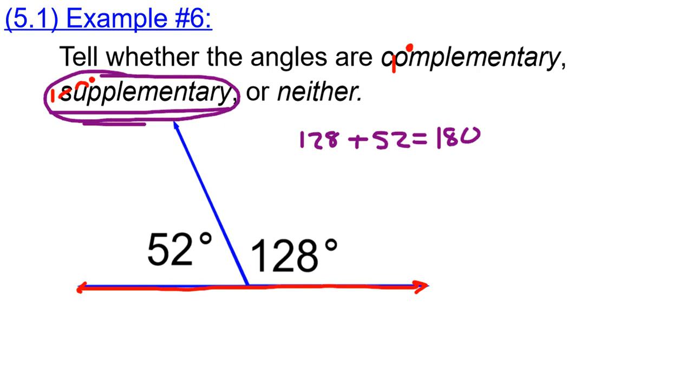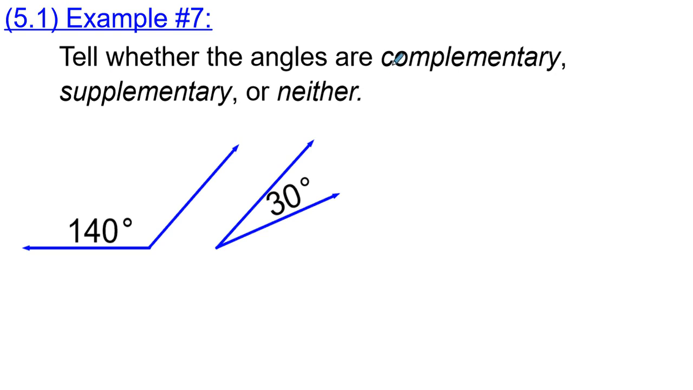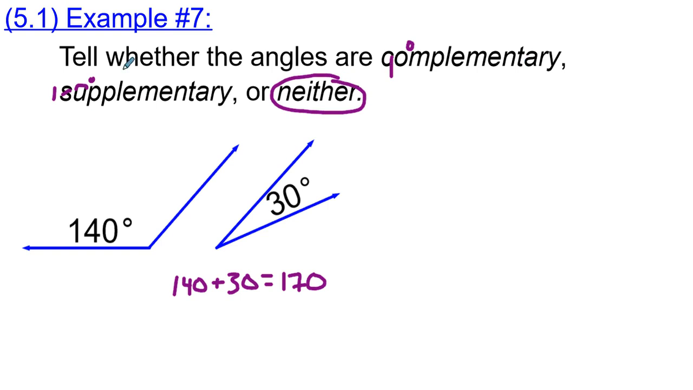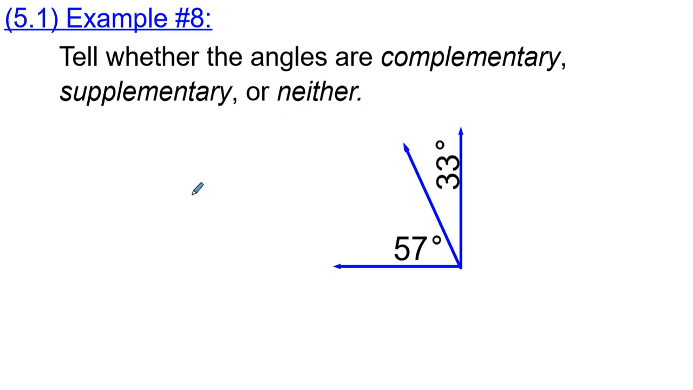On the next one here, same directions: complementary add to 90, supplementary angles add to 180 degrees, or neither. So let's see, 140 plus 30, what do you get when you add those two together? Well, it is only 170 degrees. So this one, I'm going to have to say neither, because they don't add to 90, so they're not complementary. They don't add to 180, so they're not supplementary. So it's neither. This one here, same directions. 2 angles that are complementary add to 90 degrees. 2 angles that are supplementary add to 180 degrees. And if it's neither, then they don't add to either of those.